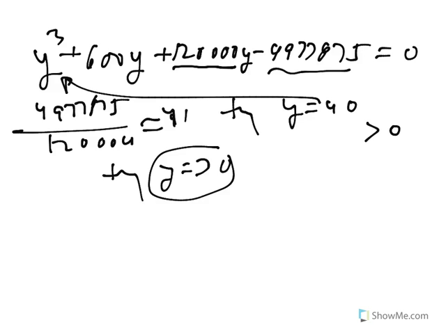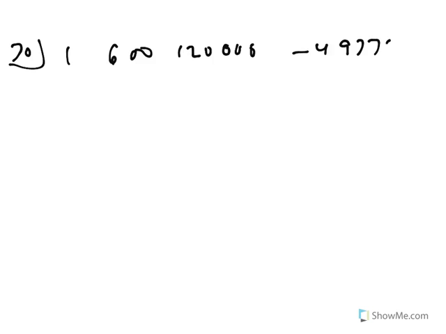We write down the coefficients. 1, 600. I think I need more room for this. Coefficients, we're going to put the 30 here. 1, 600, 120,000, and minus 4,977,875. And we bring this 1 down. 30 times 1 is 30. 600 plus 30 is 630. 30 times 630 is 18,900. Add these together, get 138,900.